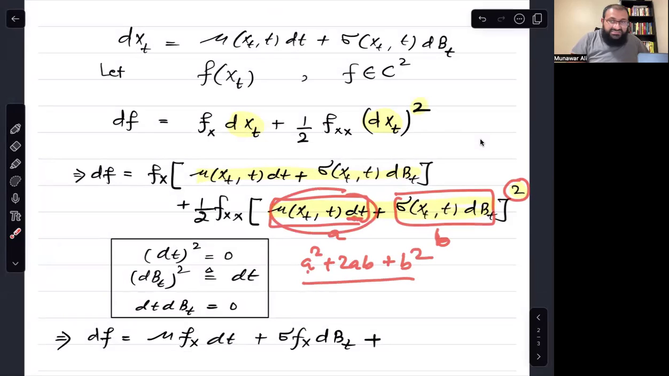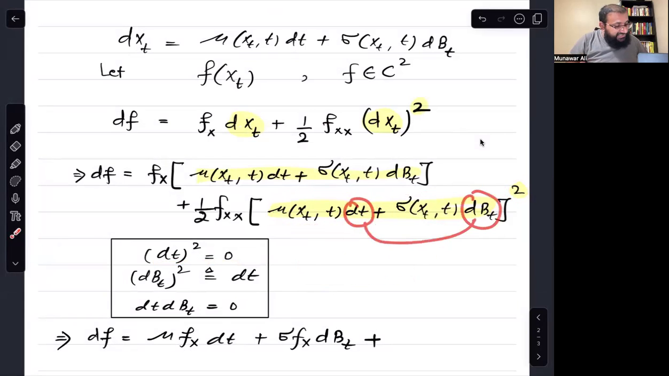The first term contains dt, so if I square it, I'll get 0 by this law. If I multiply these two terms, that would be 2AB, so that would be dt times dbt, this is again 0. So I will only incorporate the last term, which is B square. B square means the square of this one, which is sigma square dbt, and dbt square is defined to be dt. So this is the law from Ito's table.